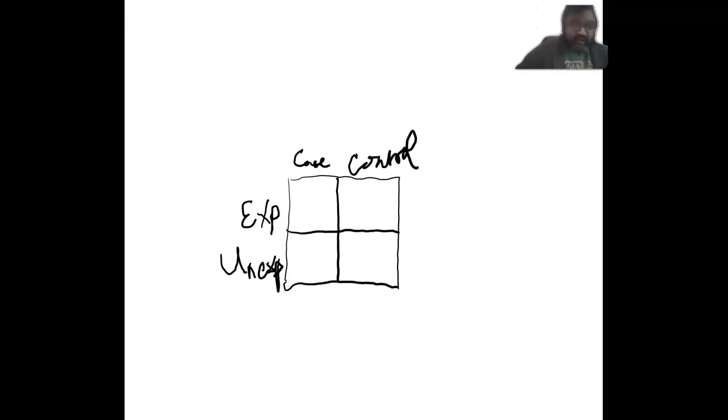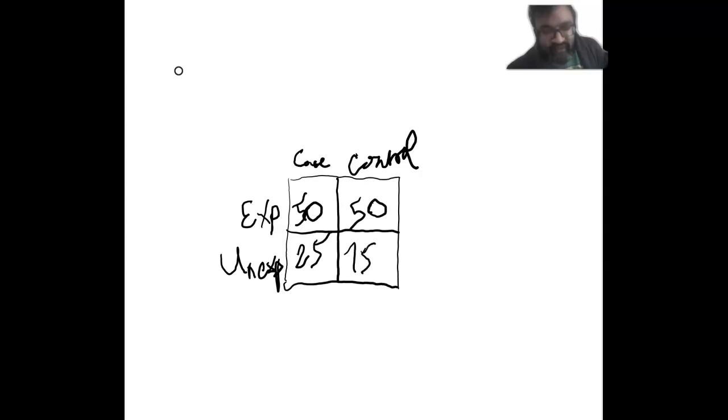So according to the code, exposed cases were 50. And then exposed non-cases were 50 as well. Then unexposed cases were 25, and then unexposed controls are 75. Now I created these numbers such that the odds ratio and relative risk ratio is relatively simple to calculate.